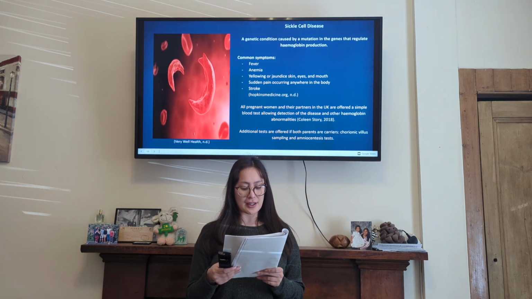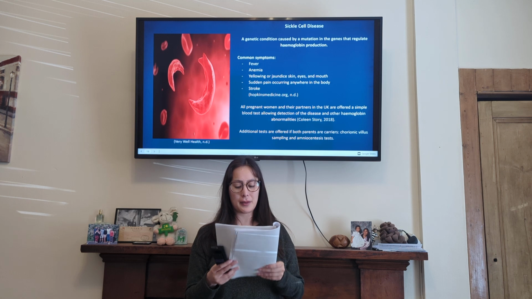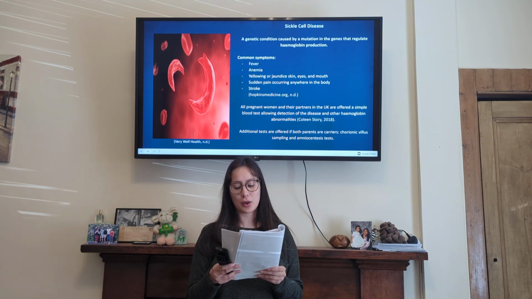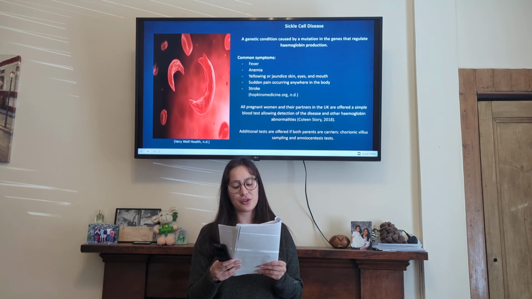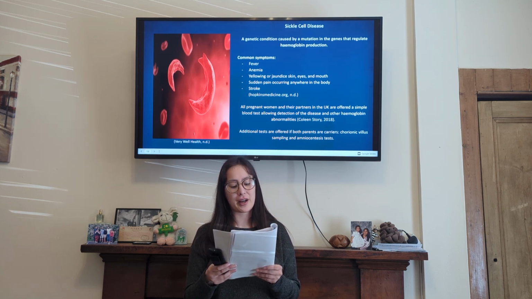Genetic sickle cell disease is common among African and Caribbean people. The condition is caused by a mutation in the genes that regulate haemoglobin production. It's highly deadly, and if left undiagnosed or untreated, it can lead to major health issues.